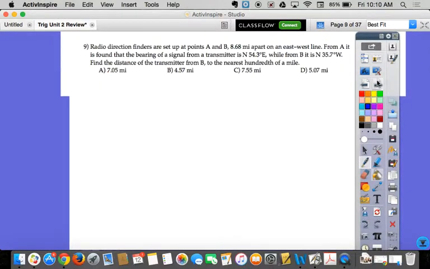Option D. Then you're going to get the other version of a bearing. They will use the term to tip you off, but hopefully the notation also tips you off. This is coming from the north-south line. You would be going either east or west, whichever one is noted. Let's see here. We've got radio direction finders are set up at points A and B. Again, don't restrict yourself. Start in the middle of a wide open space. And they are 8.68 miles apart on an east-west line. So that's the reason we just did them side by side.